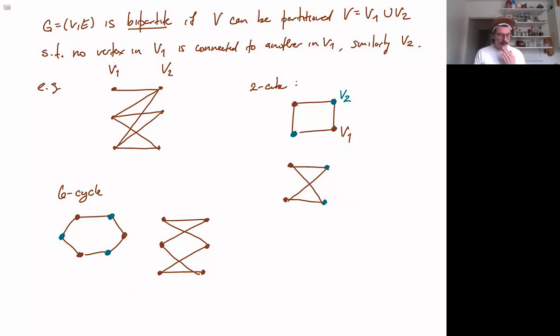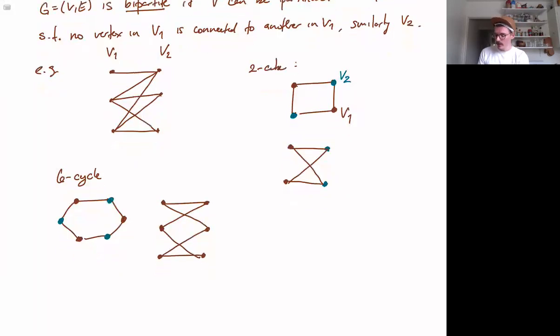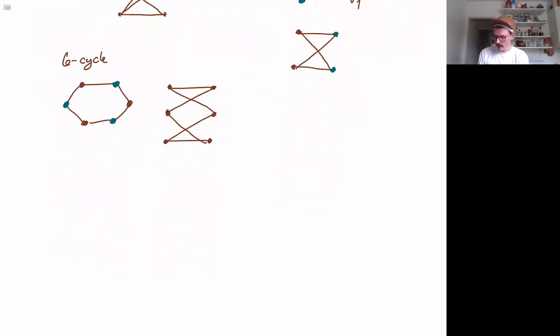So one of the reasons that bipartite graphs are important is that they are a natural context for matching problems. And matching problems are something that comes up commonly in nature. So let me say many problems can be formulated as matching problems.